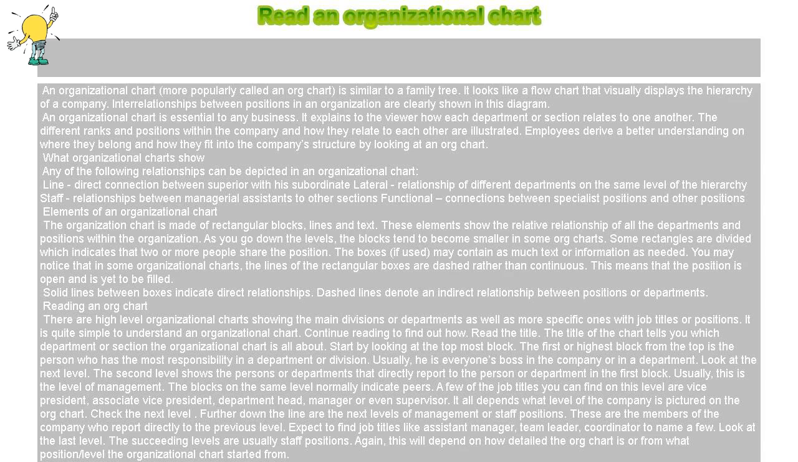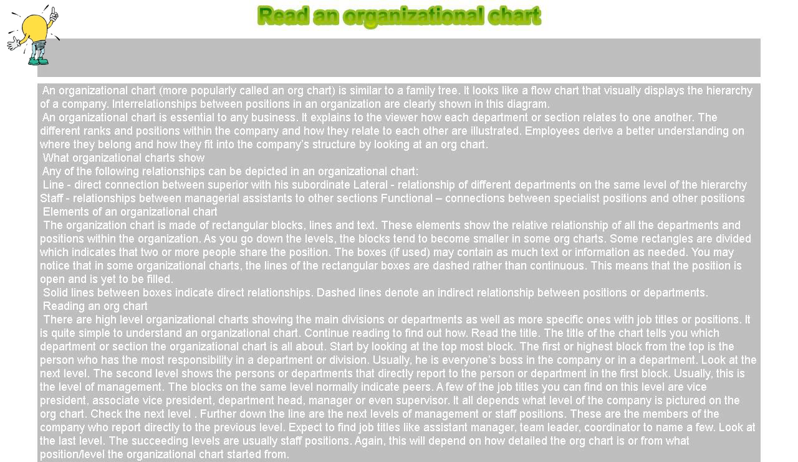Read an organizational chart. An organizational chart, more popularly called an org chart, is similar to a family tree. It looks like a flow chart that visually displays the hierarchy of a company. Interrelationships between positions in an organization are clearly shown in this diagram.